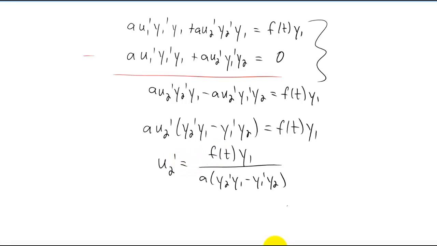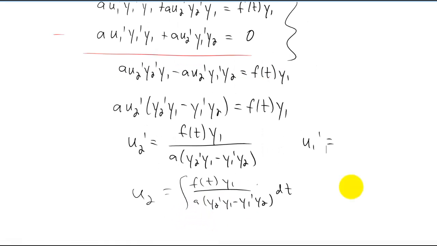Now I want to reiterate that everything on this right hand side of the equation we know. We know y1 and y2 from the homogeneous part of our differential equation. F of t is just the right hand side of our differential equation, and a is just some constant that was given to us initially. This all makes up u2 prime. Of course, our goal was to figure out what u2 is, so to get that we just integrate with respect to t.